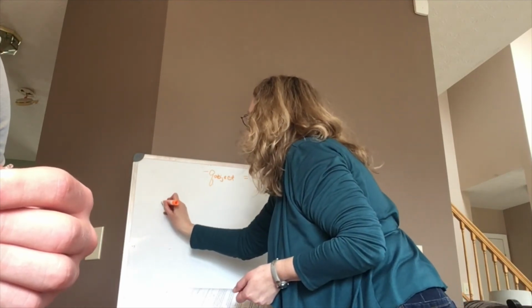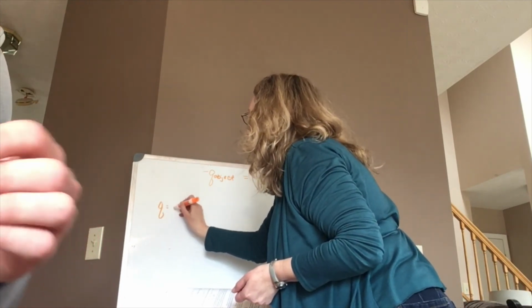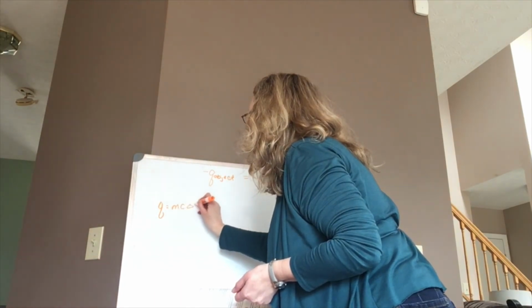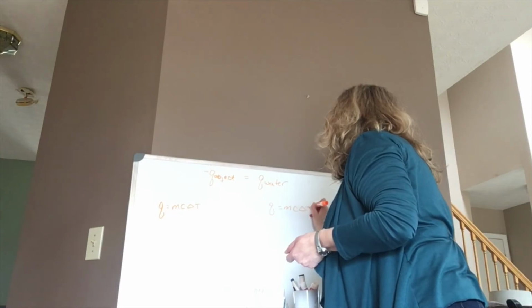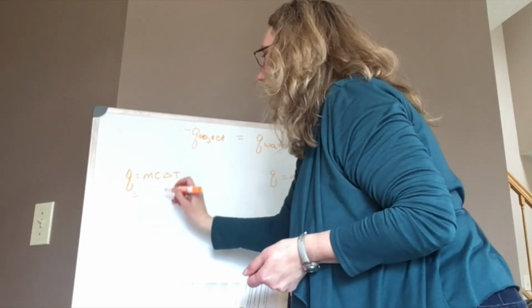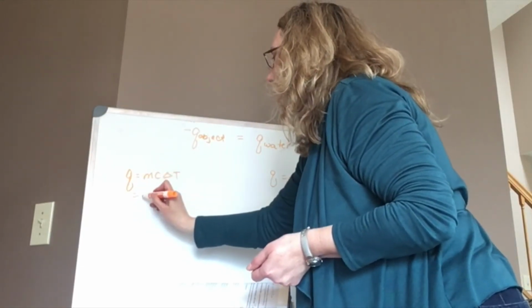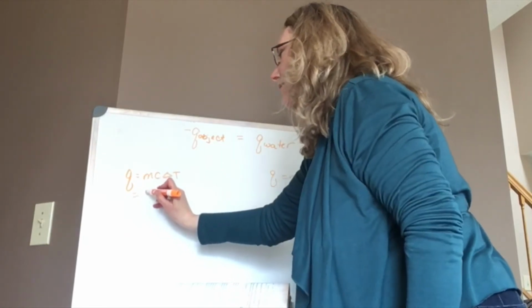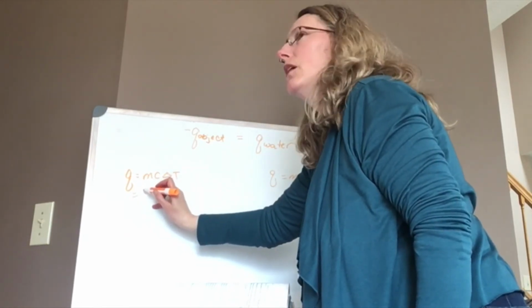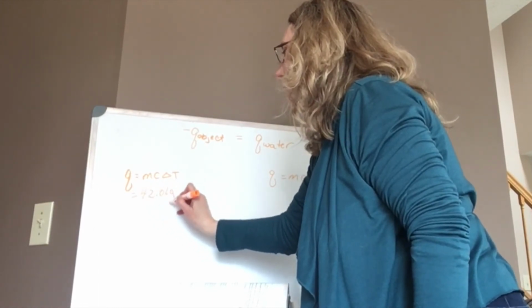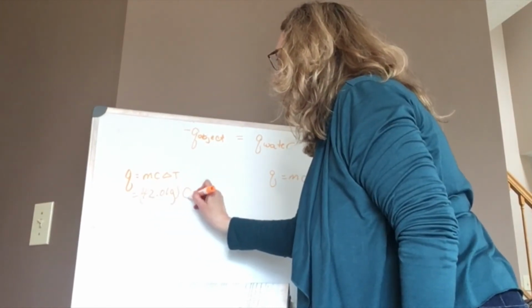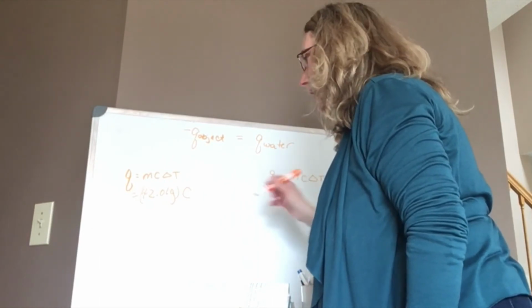So we have Q equals MC delta T, and Q equals MC delta T. So this is your object. How heavy was your rock? 42.01 grams. So we don't know the specific heat of our rock.